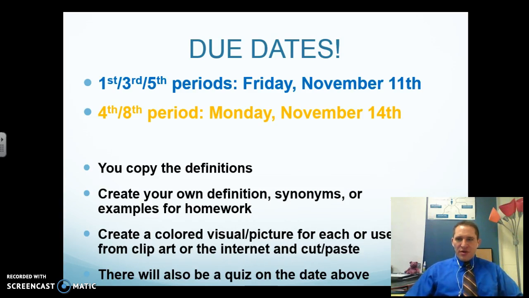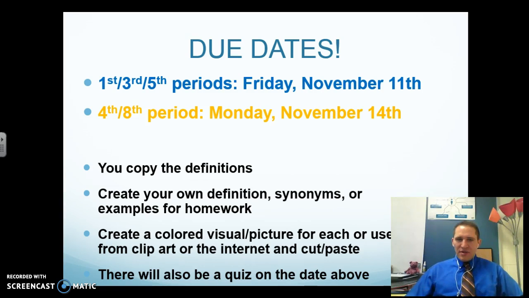For the due date, which you can write at the top of number 10, which you should have out in front of you: first, third, and fifth period, this is going to be due on Friday, November 11th, which is Veterans Day. We do have a full day of school that day. And for fourth and eighth period, this is due Monday, November 14th, which is that following Monday. The test will be at the end of that week, the 17th and 18th.